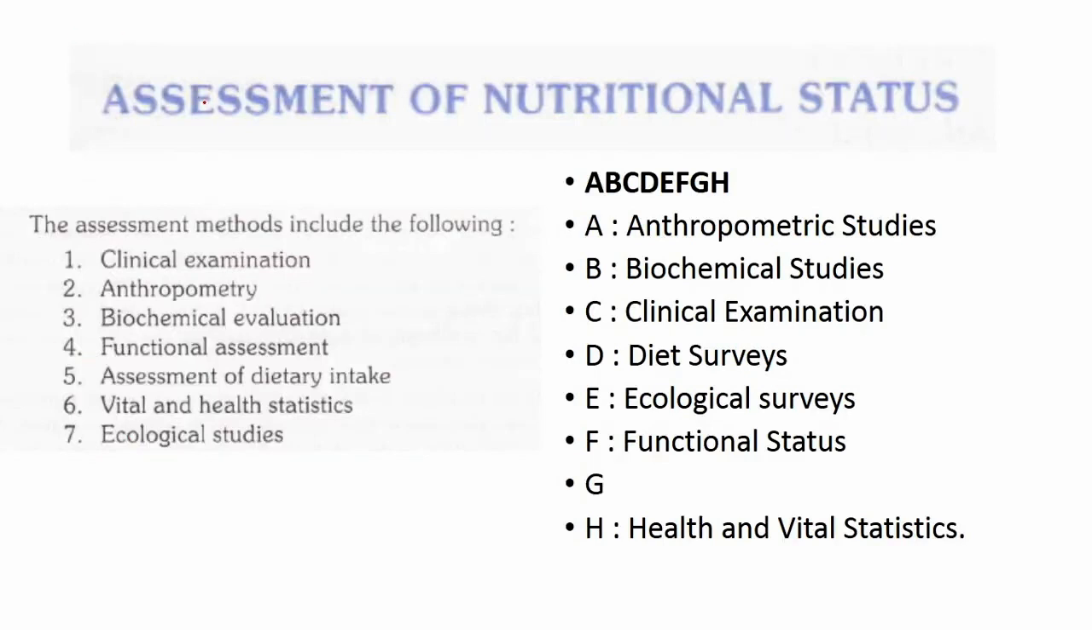Now we are in the nutrition chapter. For assessment of nutritional status, we have the assessment methods including clinical examination, anthropometry, biochemical evaluation, functional assessment and all. So all these things you have to remember by A, B, C, D, E, F, G, H. We don't have anything for G. But if you arrange in A, B, C, D, E, F, G, H: anthropometric studies, biochemical studies, clinical evaluation, diet surveys, ecological surveys, functional status, health and vital statistics. So you can remember this assessment of nutritional status with the mnemonic A, B, C, D, E, F, G, H.